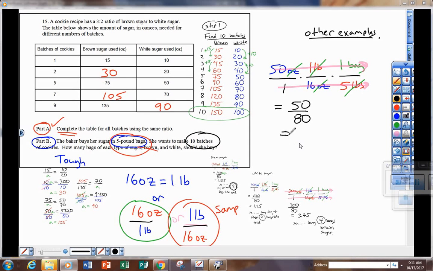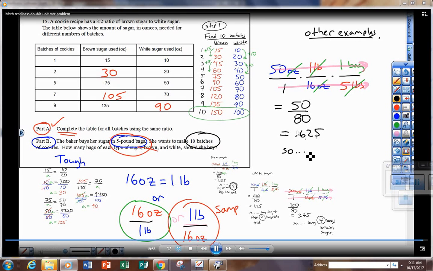Which gives me on my calculator 0.625. And again, living in reality, that means I would need to buy at least 1 bag of this white sugar to cover 10 batches if 50 ounces was needed. So again, 1 bag needed.